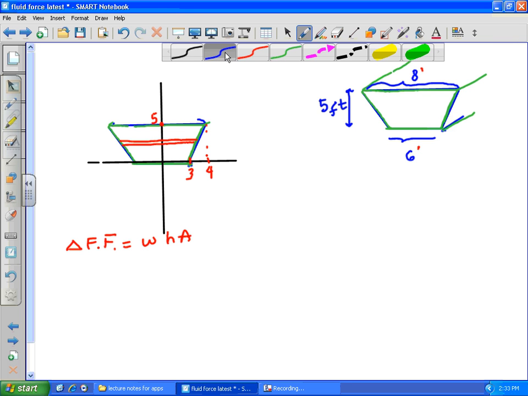Okay. W is the weight of water, and that should be 62.4. Okay, the depth of this rectangle will be this distance, and that is 5 minus y. The area, that is the length times the width of our rectangle. Clearly the width is delta y, and the length is going to be 2x.